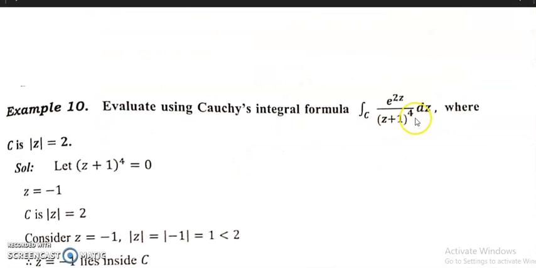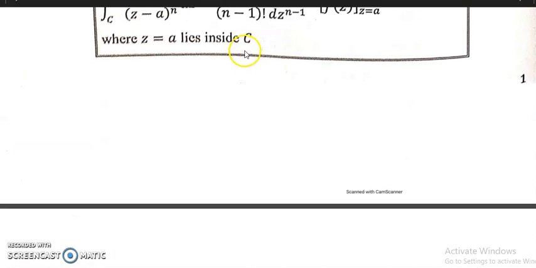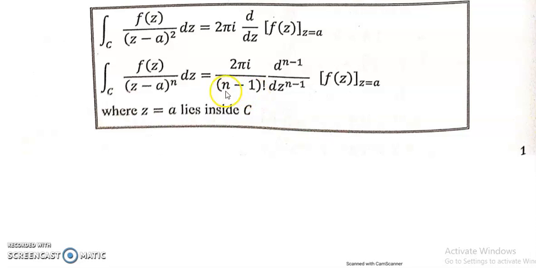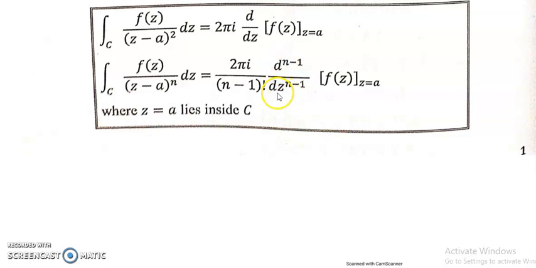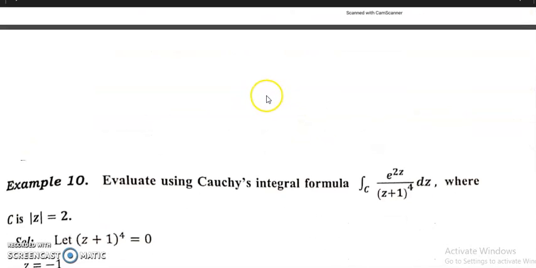So here, what about the power? n is 4. When n is 4, this formula turns to 2 pi i by (4 minus 1), that is 3 factorial. Here also 4 minus 1, so d cube by dz cube of f of z at z equal to a. That's how we are going to continue.